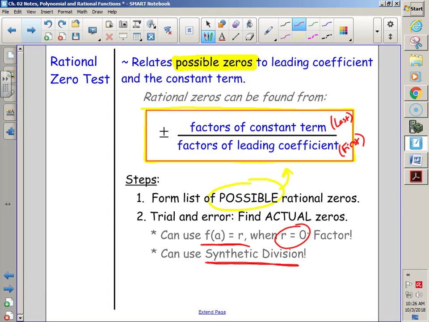But I want to go ahead and model this for you. So let me get an example up. I think I have one on the next page waiting. Haha, I do.